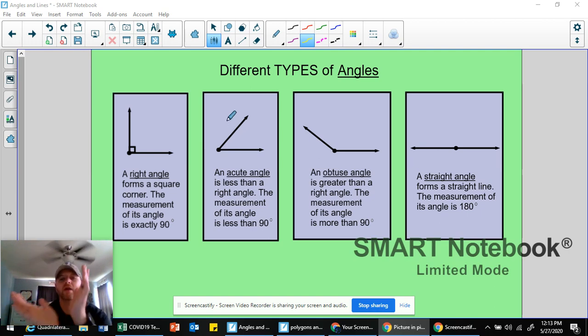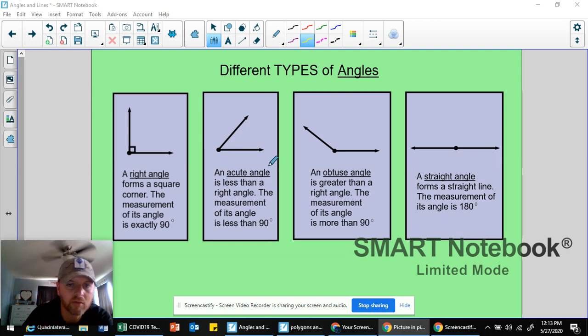Now, if you take a right angle and you close your rays together so that there's less space in between the two rays, now you have what's called an acute angle. This is less than a right angle. The measurement of its angle is less than 90 degrees. So you can look at an acute angle as kind of like a smaller angle because there's less space.